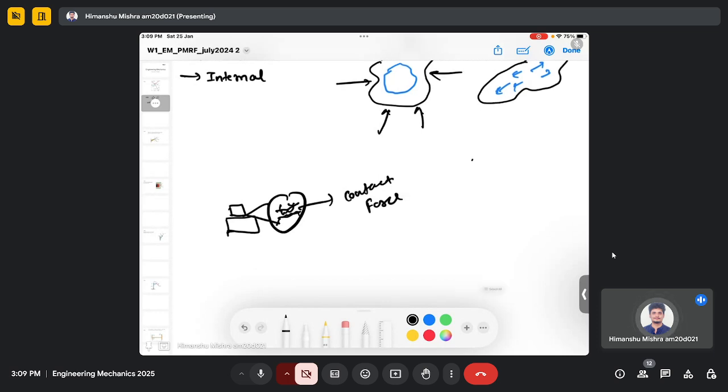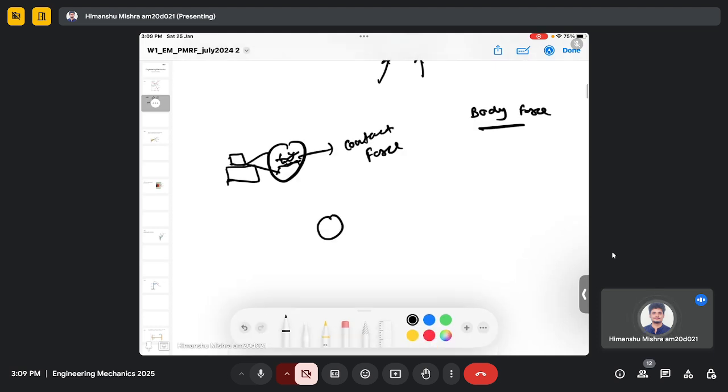Then there is something called body force. Body forces act on the volume of the body. For example, let's say you have an object and it is experiencing weight, which means it is under the influence of gravity. This gravity acts upon the volume of the body, so the whole volume will be affected by the gravity force. Other examples of body forces are electric and magnetic forces. So these are the types of forces.